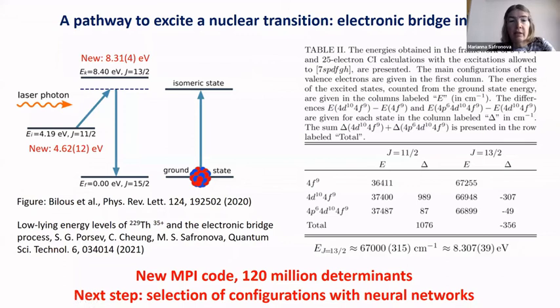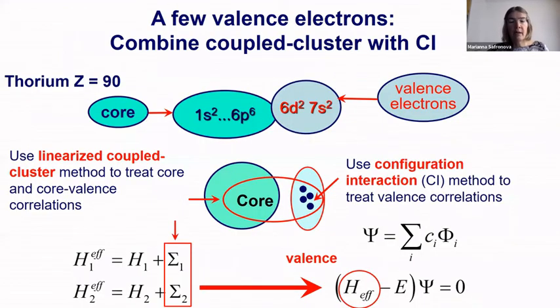In fact, now the next question is what exactly the nuclear transition energy is. So as soon as this is measured to high precision, we know exactly what the efficiency of this excitation is. And in this case, this is a 120 million determinant run. And the next step in developing the methods will be also to have neural networks select the configurations as well. And just in the end, I would say that those two methods are also combined.